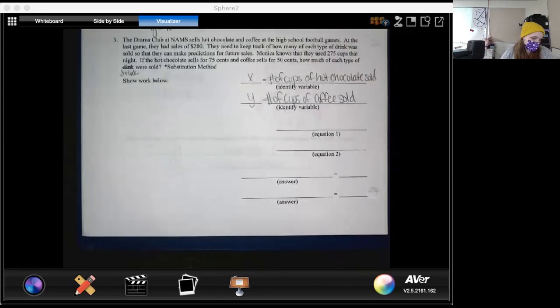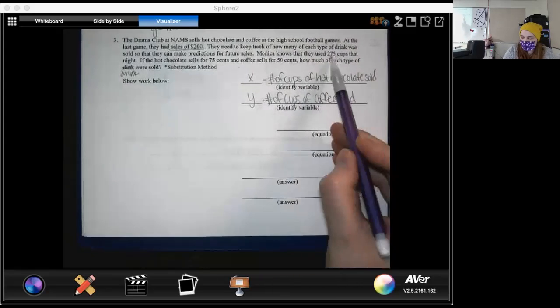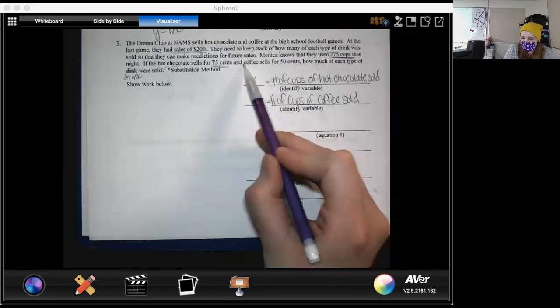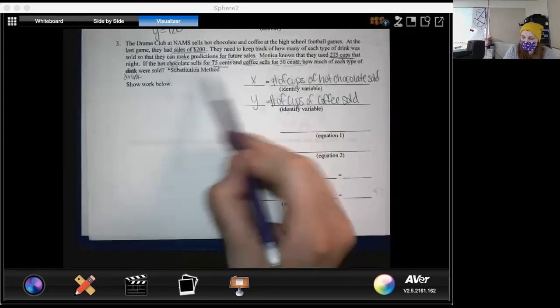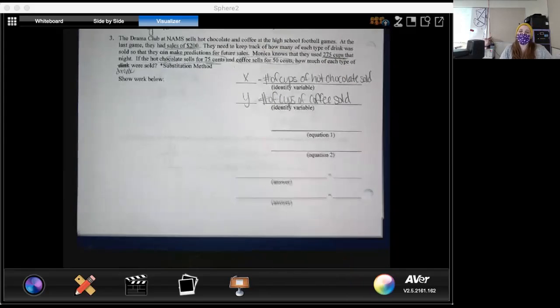Okay, now let's look at those equations. This one's a little bit harder because it's not just a direct sentence of information. We have numbers in various places. So we have sales of 200. We have 275 cups. We have 75 cents for hot chocolate, and we have coffee for 50 cents. We have 4 different places of numbers. Nothing is one single sentence. So we're trying to figure out how many of each type of drink was sold. So anyone have an idea of what one of the equations could possibly be? Phoenix?